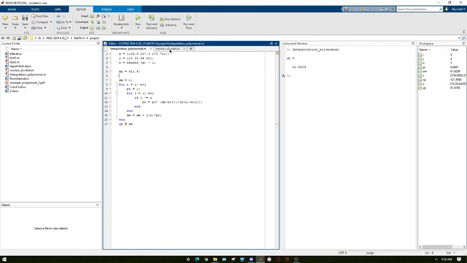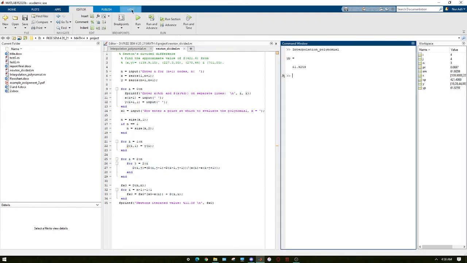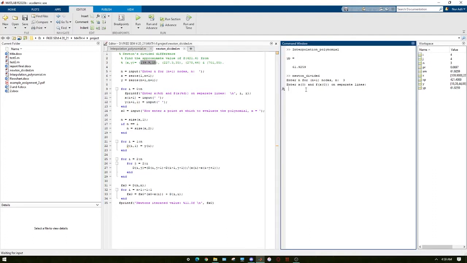Next is the Newton divided difference. Here you can see the formula. So let's rerun. It asks for the nodes. Nodes is 3 because we have 3 values. So enter the x and f. Here we can see our x and y. So 139.